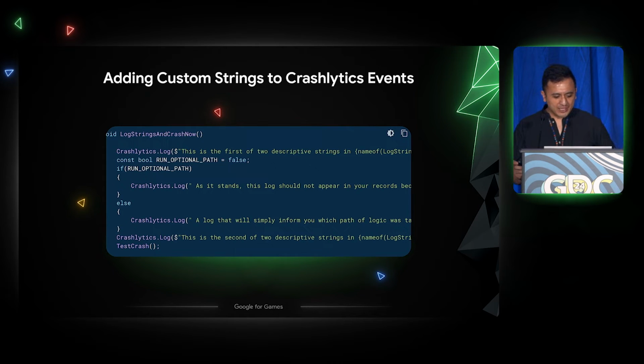But have you ever run into a crash where you wish you were able to isolate what the user was doing beforehand to understand their user journey that led up to the crash? Well, predictably, now you can. So this method uses Crashlytics.log to log a string, notice not an exception, a string, to Crashlytics before using the custom method testCrash to crash the game.